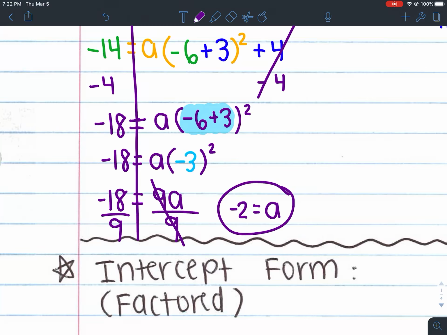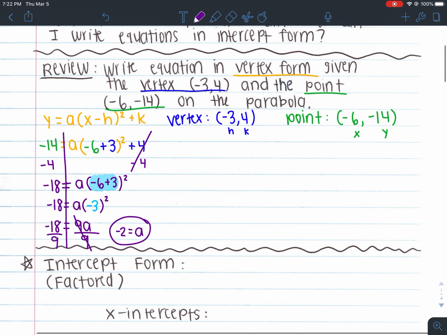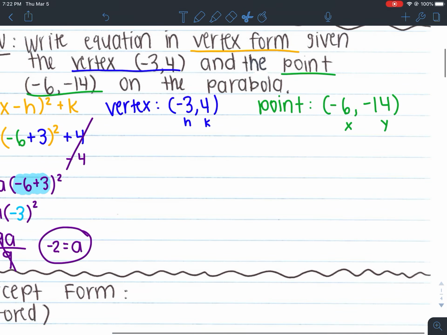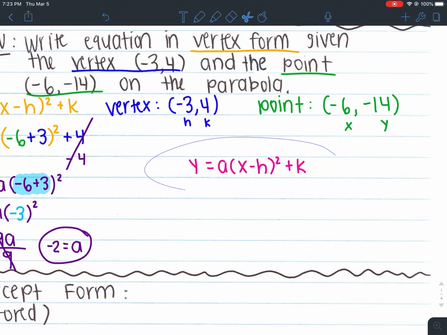Is this my answer? No, but it's part of my answer, right? I need it in order to write an equation in vertex form. So let's go ahead and write down what we know. Vertex form is y equals a parentheses x minus h squared plus k, right? And I'll go ahead and write it in yellow so it can match what we have above.